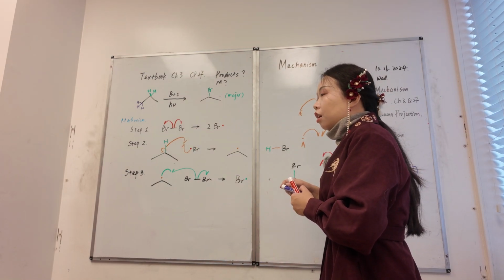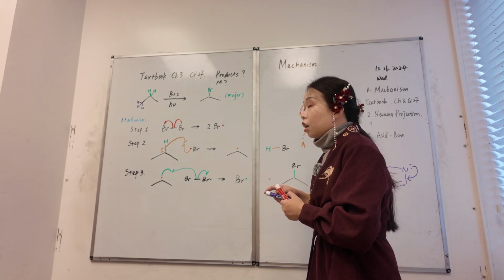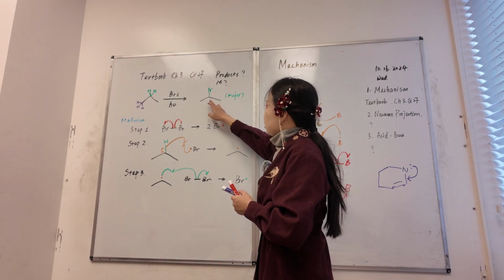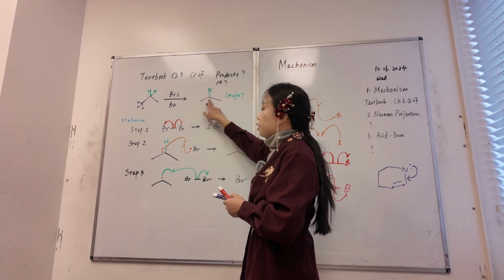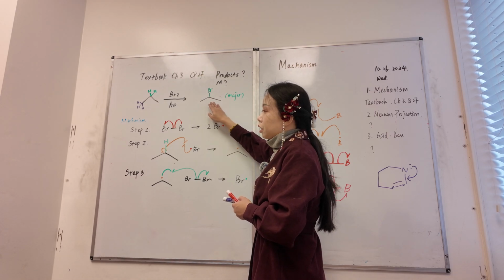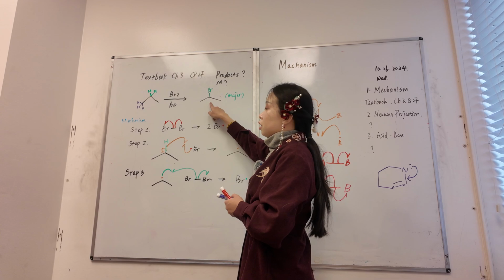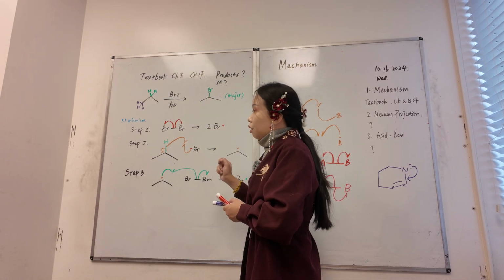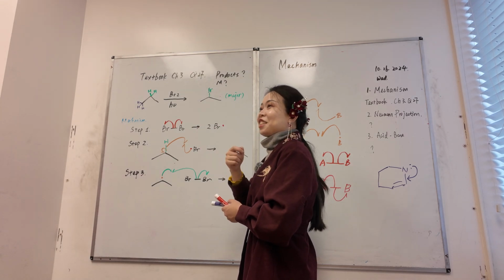Can you review again really quick, how to pick the major products? If it's bromine, the major should always be the most substituted one. If the most substituted one is tertiary, then the major product will be tertiary. If the most substituted one is secondary, then it's secondary.